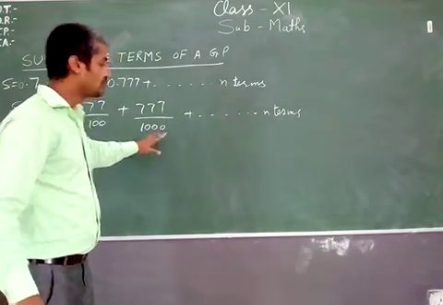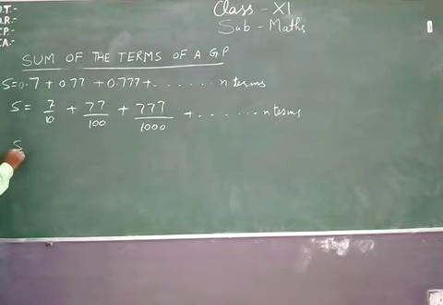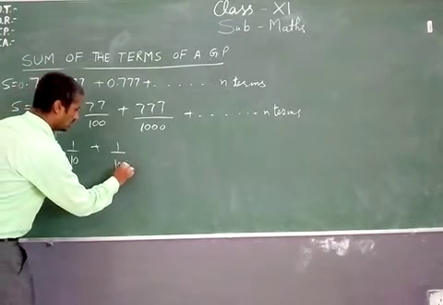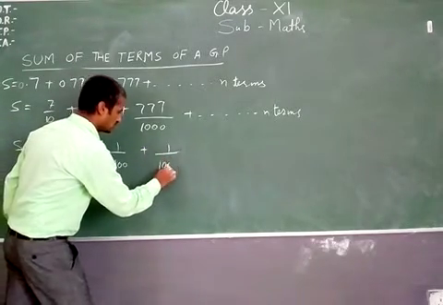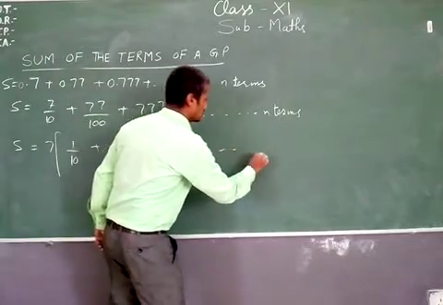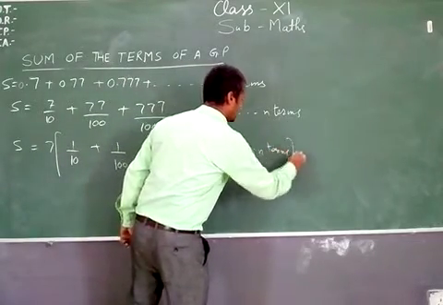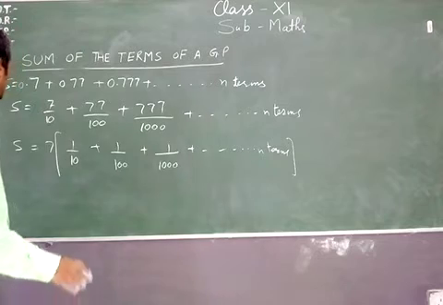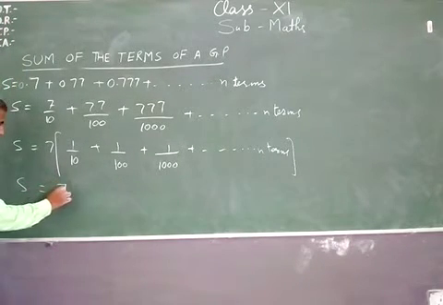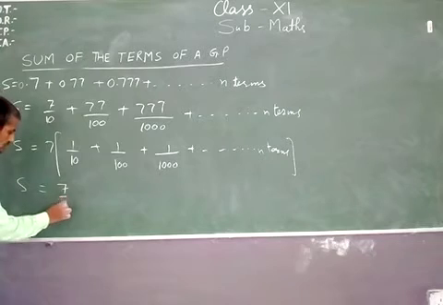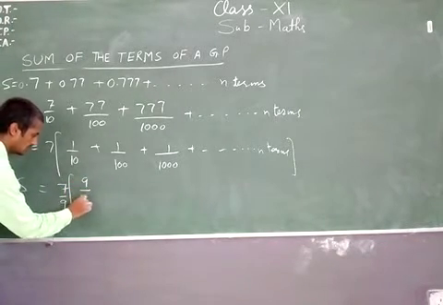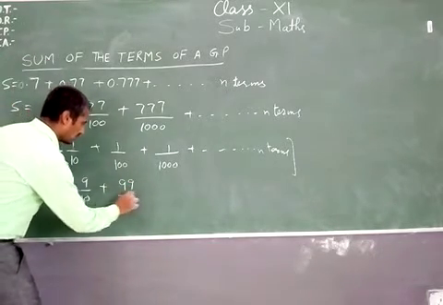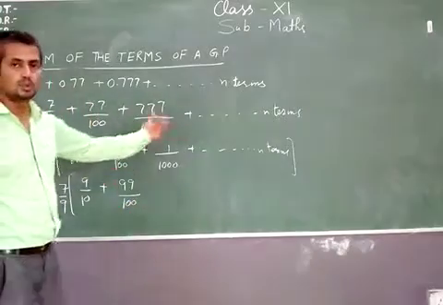We can take 7 as common: 1 upon 10 plus 11 upon 100 plus 111 upon 1000 up to n terms. Now we can write this by multiplying by 9 and dividing by 9. We can write the given sum as 7 by 9 into 9 by 10 plus 99 by 100 and so on up to the last term.